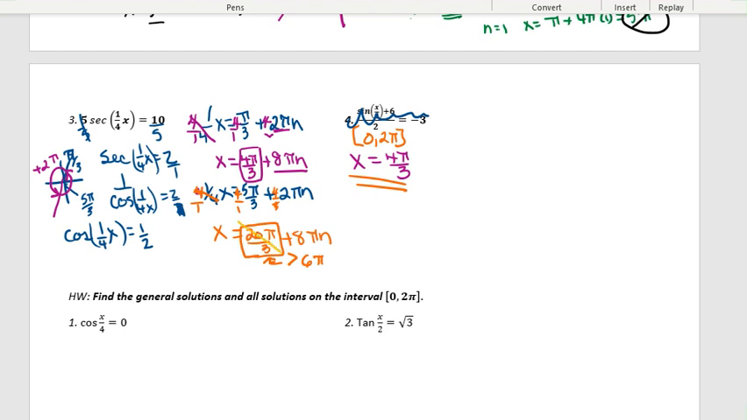Does not count, although our general solution is correct. 20 over 3 pi does not count. We can't use it because it doesn't fit here. All right, I'm done. Sorry, too long.